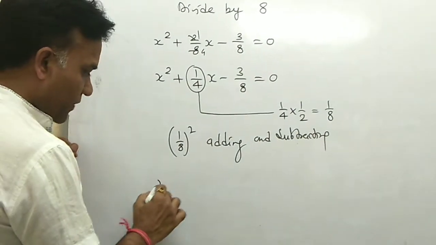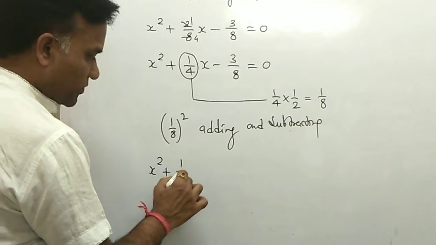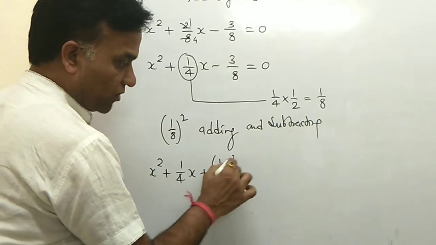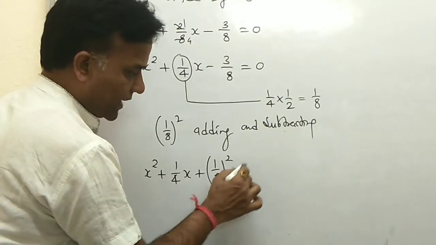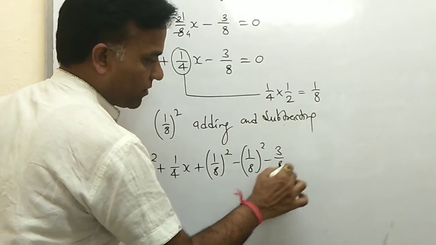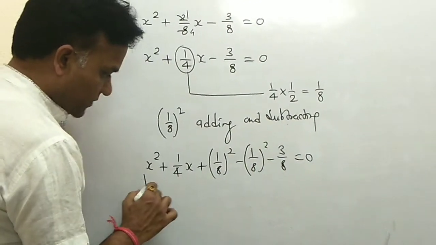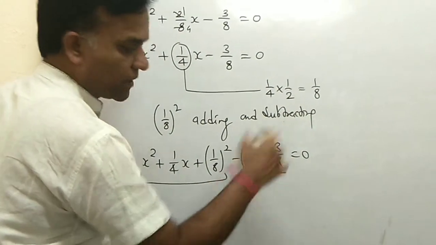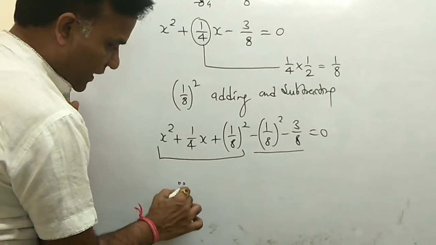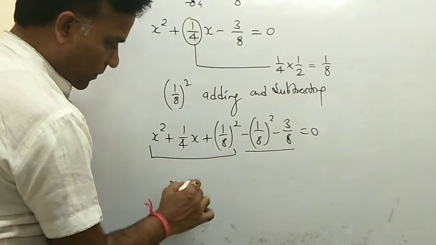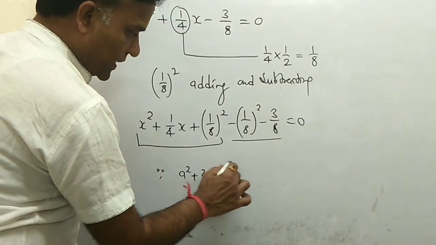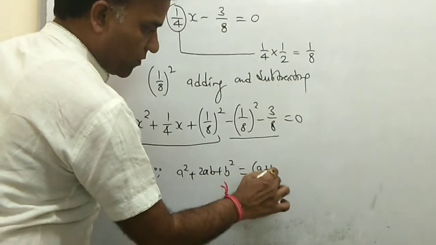Now we have x square plus 1 by 4x plus 1 by 8 whole square, written first with the positive value, then minus 1 by 8 whole square, and then minus 3 by 8 equal to 0. The first three terms are written together and the rest of the terms go to the right hand side, because these three terms make the whole square. You have a square plus 2ab plus b square, that is a plus b of whole square.